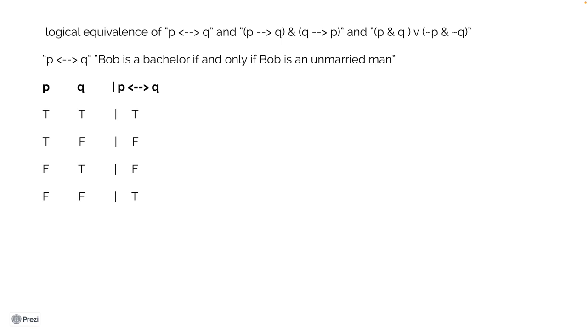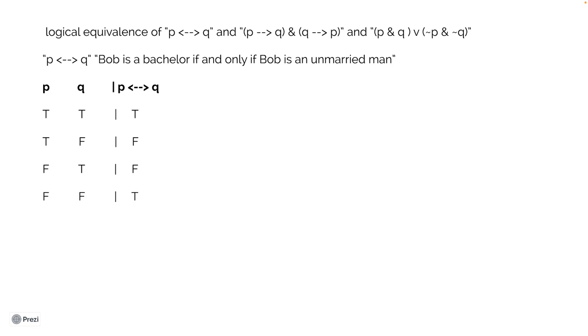Now we've talked enough about biconditionals that you should understand by now that P if and only if Q is the same as saying P leads to Q and Q leads to P. But let's use it as an example to visualize the logical equivalence and also to demonstrate that the proposition P and Q or not P and not Q is also logically equivalent to the biconditional.